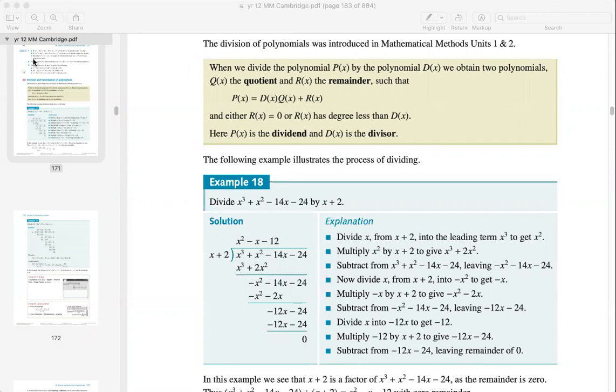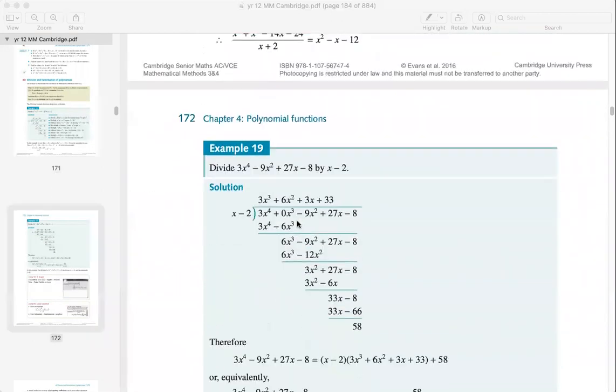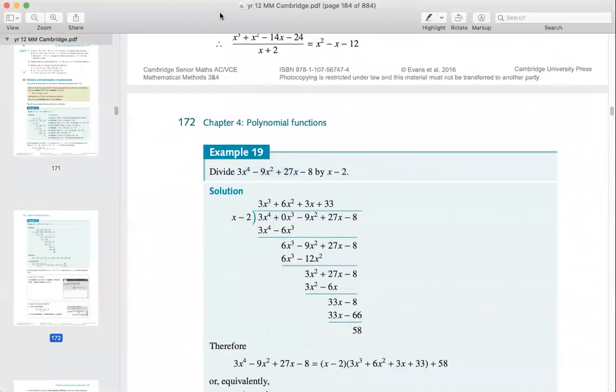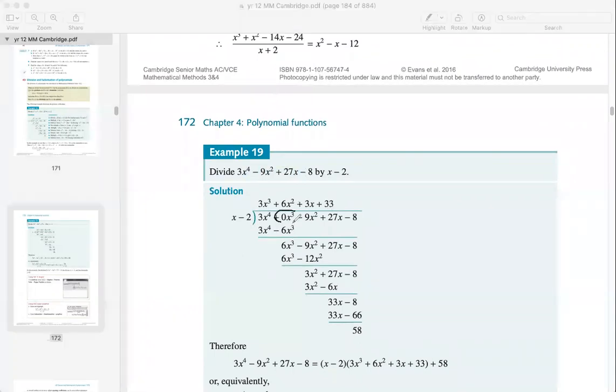Let's keep going. For this one, it's a bit tricky because we are missing one thing over here, so we add 0 times x cubed to make sure you can do one at a time, from the fourth power, then cubic, then quadratic, and then the linear and constant term. Let's keep going.